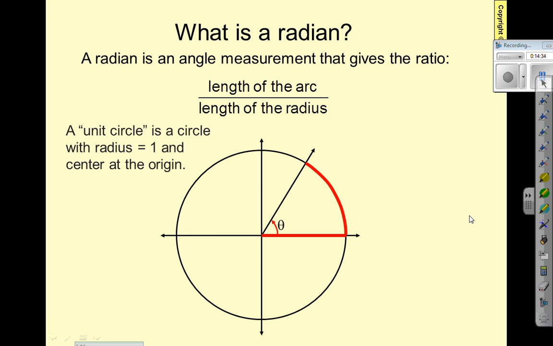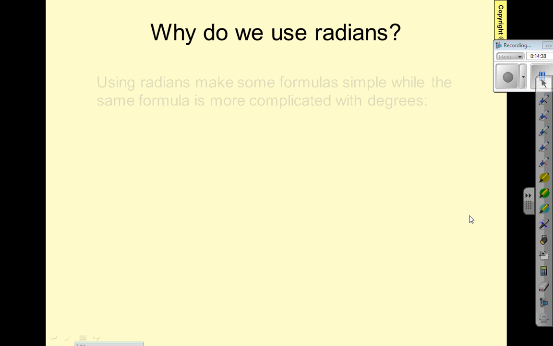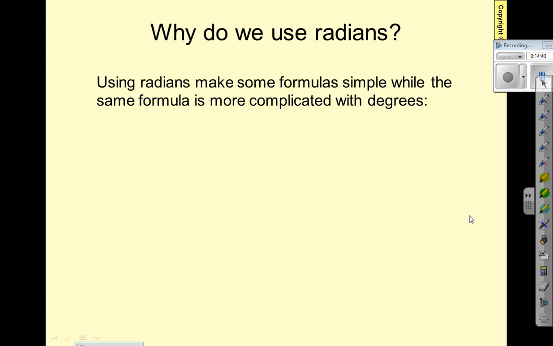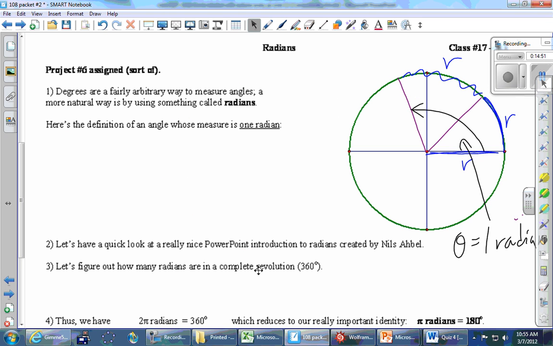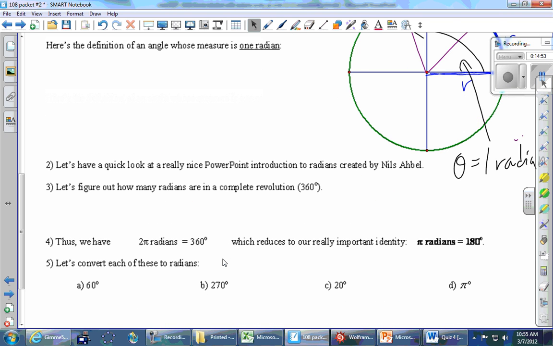Okay, so we'll skip ahead a little bit and ignore that for the moment, and figure out why we talk about using radians. It says using radians makes some formulas simple while the same formula is more complicated with degrees. We're going to come back to this once we get a formula under our belts.